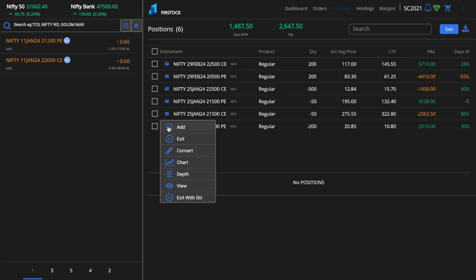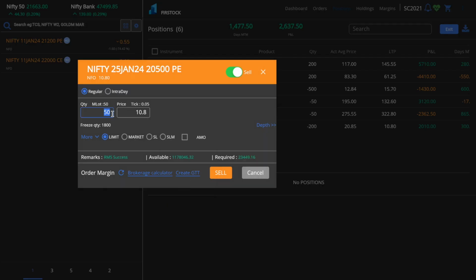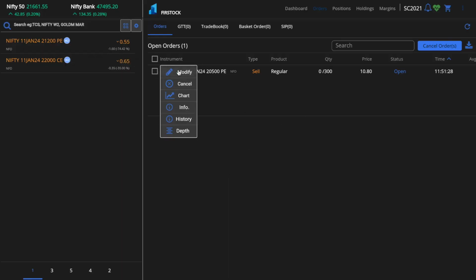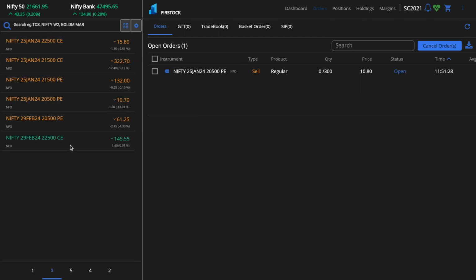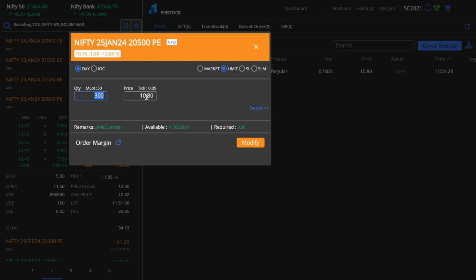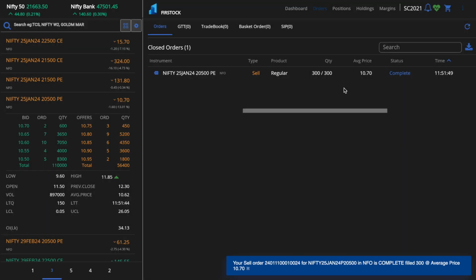So here it is 10, and we can add more lots to it. So that is 300, and let's see if this can get executed at market. Yes, it will get executed. So at 10.8, we'll just start selling, and we will see if we can get. We are at the third one, so 20,500 PE. Basically, we have to check. It's going at 10.7, so that's the going rate. We'll go at 10.7 and we'll just modify this.